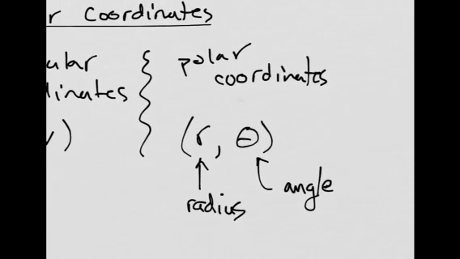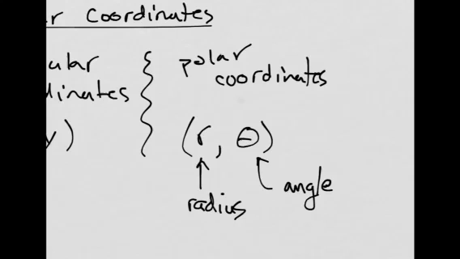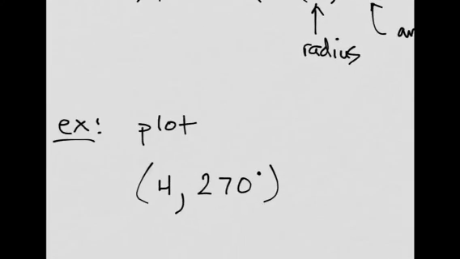Polar coordinates are different. They have a radius and an angle, and we're going to see how to graph that. So the radius is going to be a distance. It can be positive or negative. Negative just means you go backwards. Positive means you go forwards. And the angle is just the angle from the x-axis. So let's see an example.